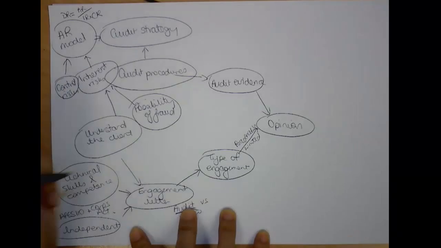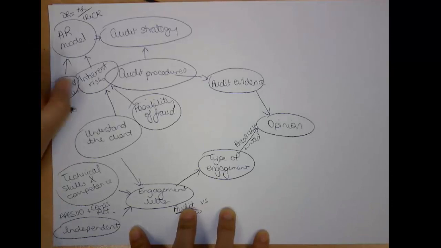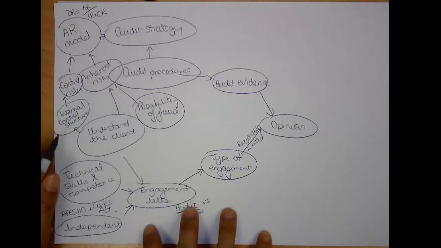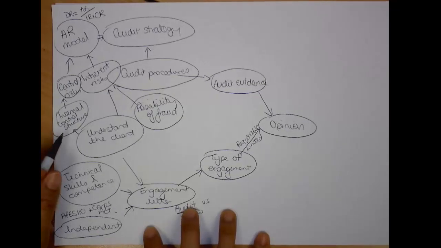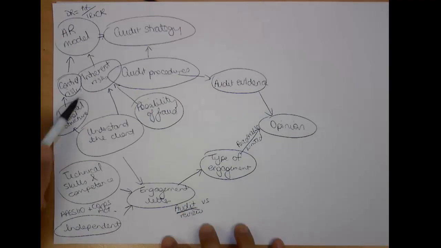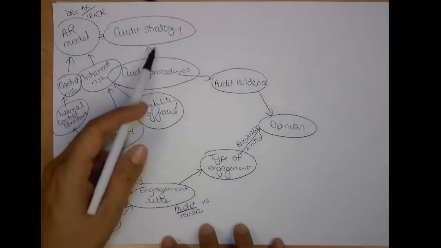Alright, and then for my control risks, I also need to understand the client, but I need to understand the internal control structure. Alright, and the internal control structure is comprised of 5 components, which is my control environment, risk assessment, control activities, information systems, and communication and monitoring. Okay, so I've got my audit risk model, my risks, will feed into my audit strategy and my audit procedures.